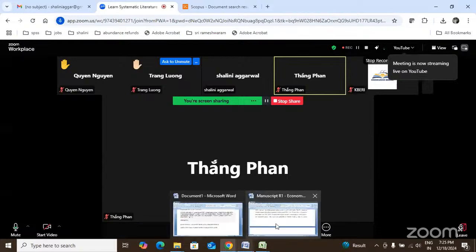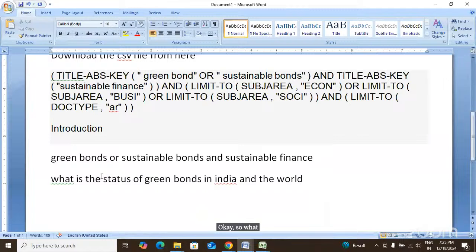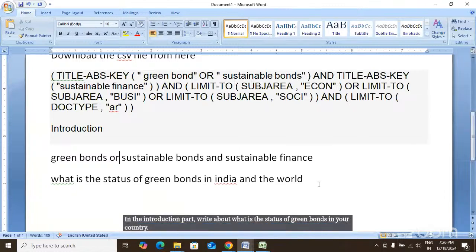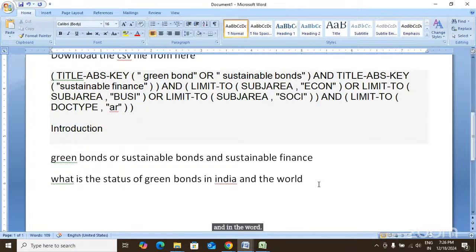Okay. So what I am trying to tell you here is green bonds or sustainable bonds, but it must have the word sustainable finance. Now, what do you need to write in the introduction part? Write about the status of green bonds in your country and in the world. This is what we have to start with.